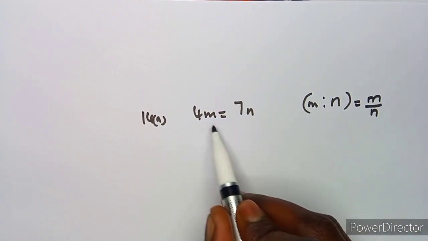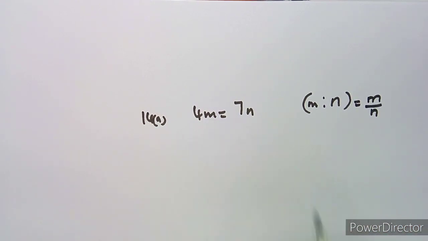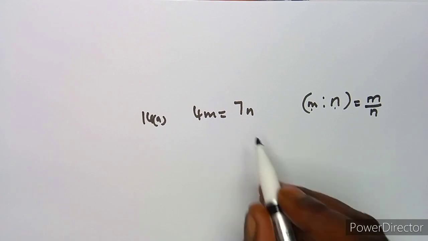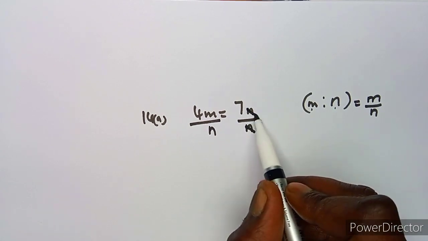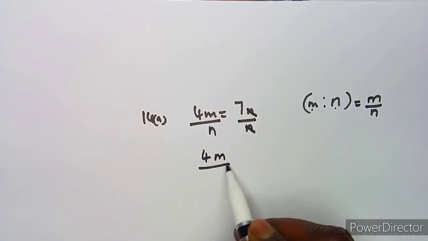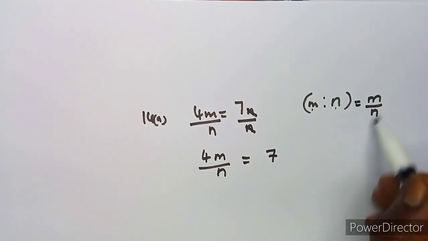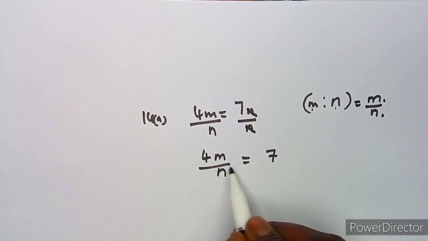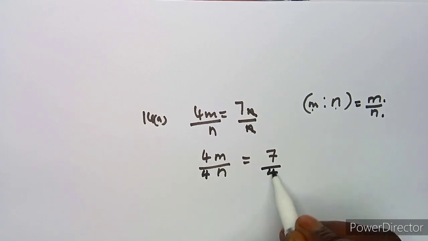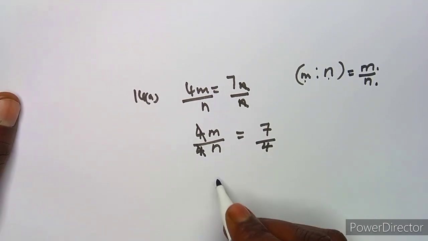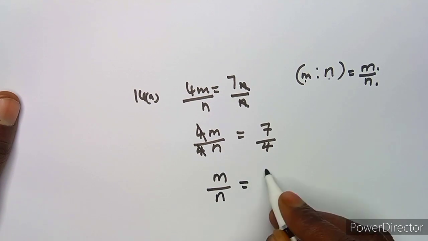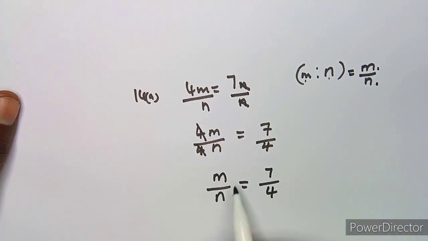You can at least find m over n. So what you need is to know what is the value of m and what is the value of n. So how can you know the value of m and the value of n? I can simply divide this, because I want m over n. So I can divide by n, both sides. So this can cancel. I'm having 4m over n, which is equal to 7. But what I need is m over n. So how can I achieve that? Definitely, I have to divide by 4 both sides. So this can cancel. So I'm going to be left with m over n, which is equal to 7 over 4. So m is equal to 7, n is equal to 4.